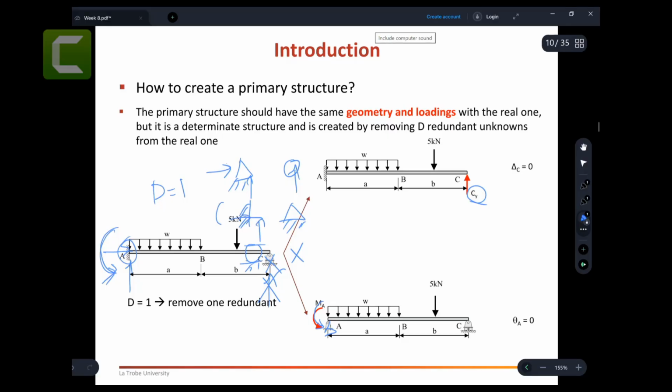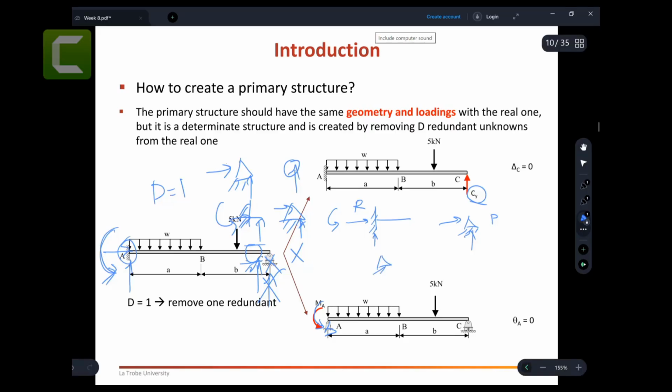Here you have 3 reaction forces, it becomes 2 reaction forces. I hope you understand that is 0. So if you have a fixed support in the real structure, you can make a pin support in the primary structure. So this is primary, this is real, because here you have 1, 2, and 3. So you are 1 and 2.